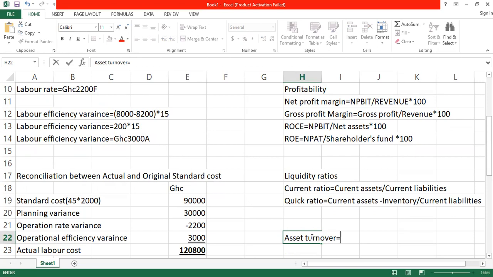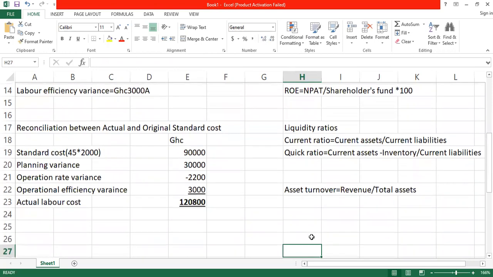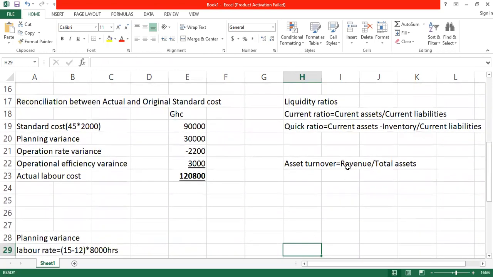All right. Asset turnover is how many times we use our resources to generate the reported revenue. Sales over assets, so it is the revenue over the total assets. Sometimes they can give you net asset turnover, so you just look at the net assets. If they say asset turnover, use the total assets, or you can use the total non-current assets. Any of them is correct. This is calculated in times. So we are saying that one cedi of our total assets is generating how much revenue. That's what they are saying.